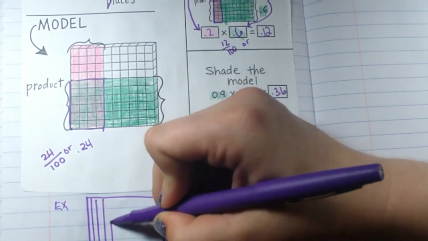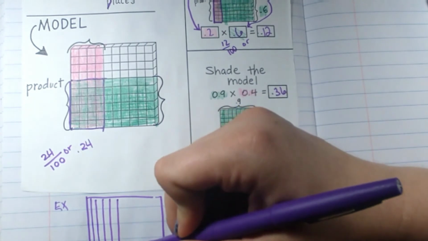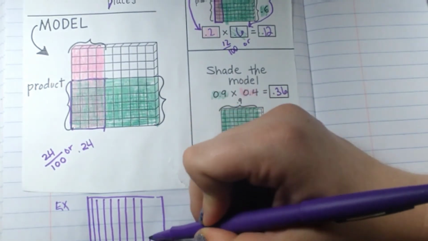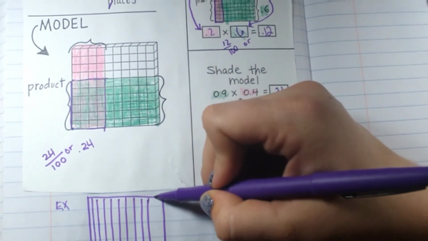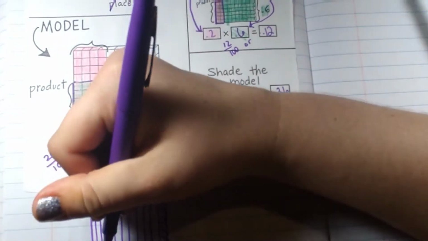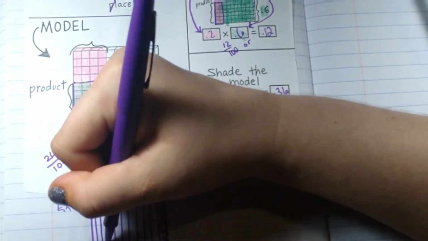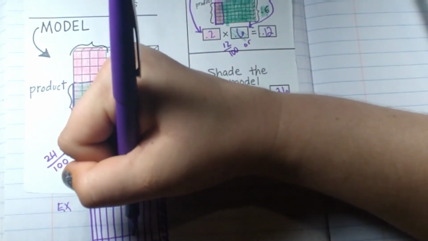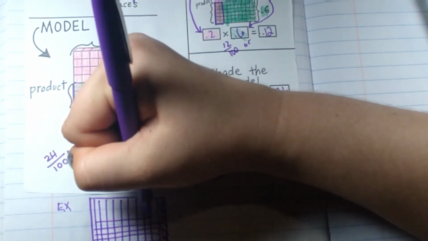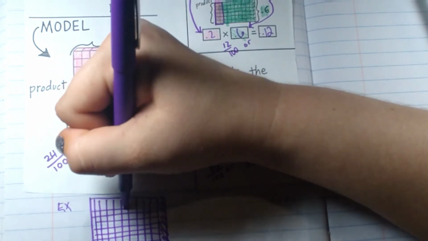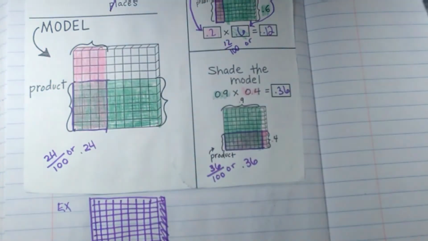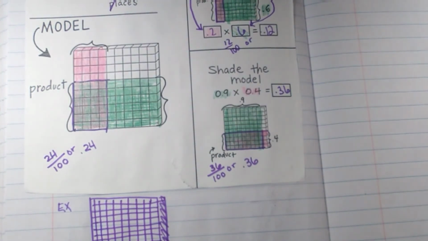Three, 4, 5, 6, 7, 8, 9, 10. All right, so we don't need that one. I drew too many. This is why you need graph paper. 5, 6, 7, 8. Because you'd have to draw that every single time. My goodness. Okay, so I have these two.